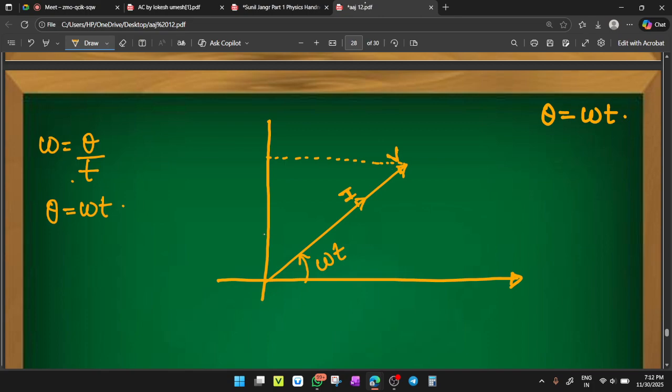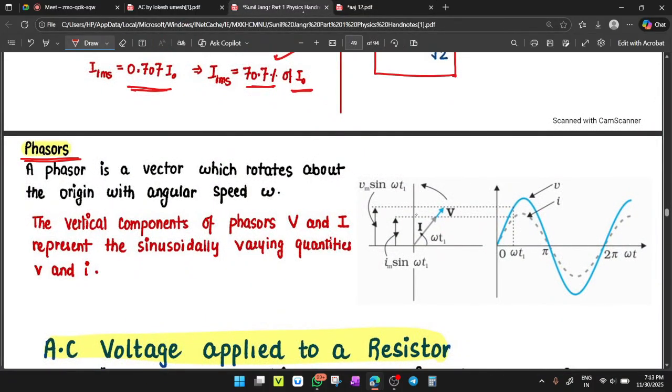So this will be the sine component. As you know, the vertical component will be the sine component. So the amount of this component will give you Vm sine omega t. So check here, the vertical component of this length will give you V maximum sine omega t.